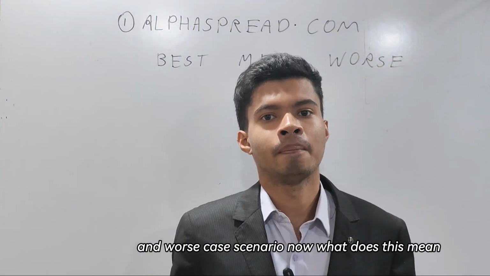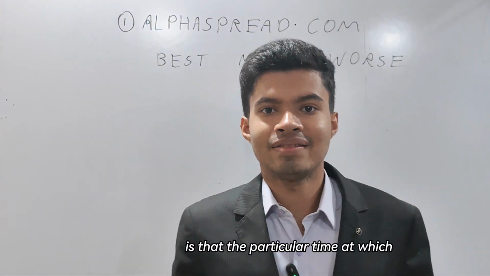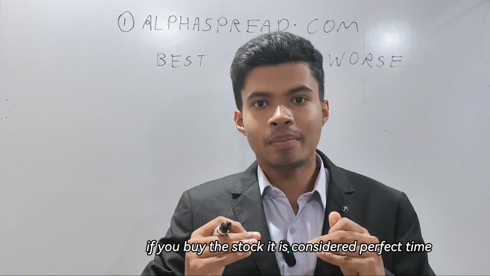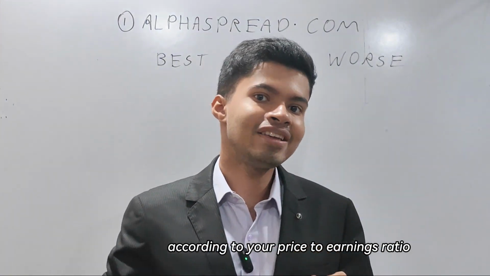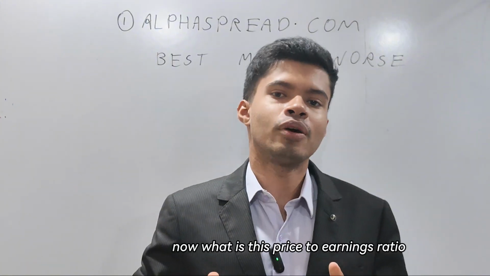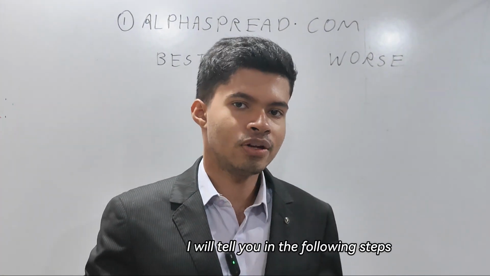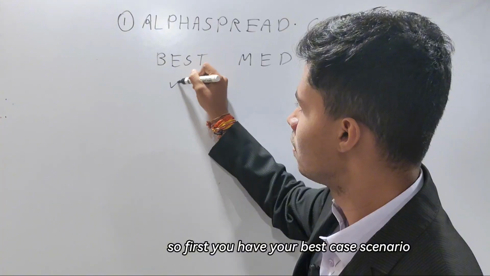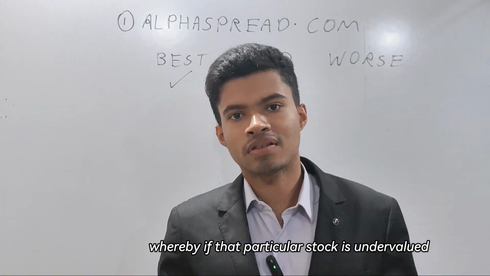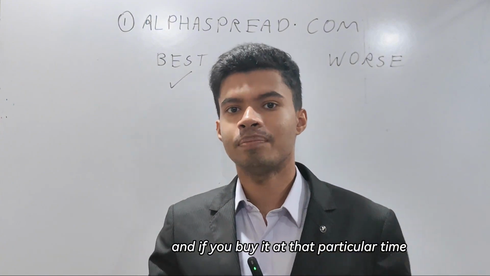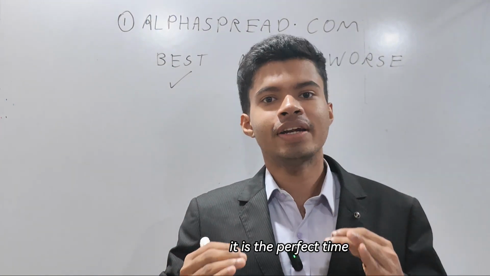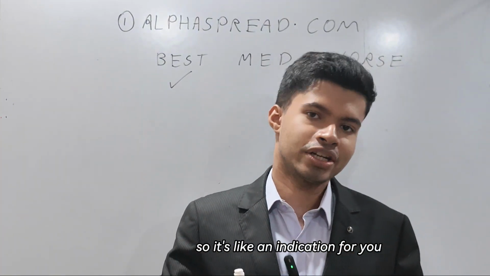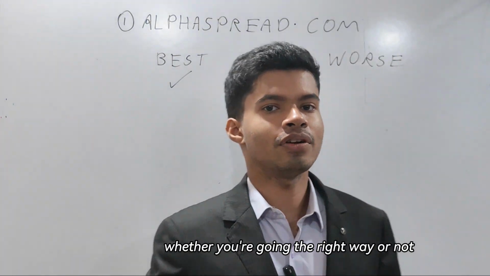Now what does this mean? Best case scenario is the particular time at which if you buy the stock, it is considered the perfect time according to your price to earnings ratio. Now what is this price to earnings ratio? I will tell you in the following steps. So first you have your best case scenario, whereby if that particular stock is undervalued and you buy it at that time, it is the perfect time you have bought that stock or business. So it's like an indication for you whether you're going the right way or not.